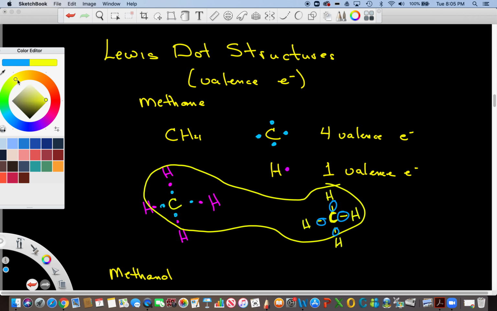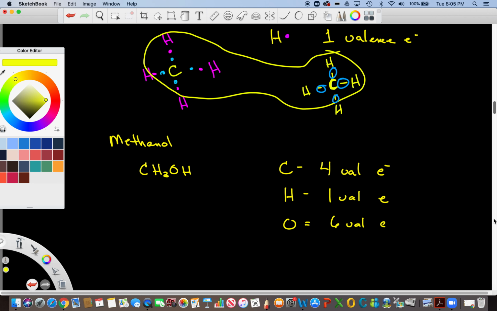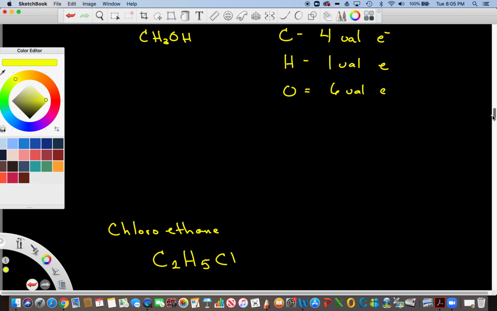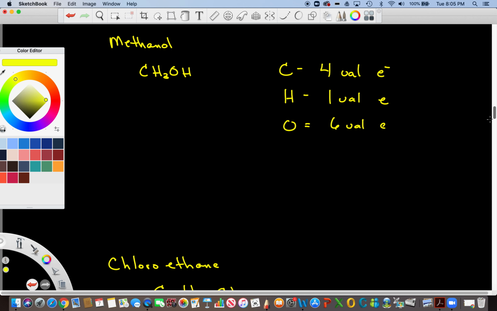It's going to be important because some of you will try to draw 10, some of you will try to draw 6, or any number in between there. Been there, done that. So let's look at methanol. It is an alcohol. So our carbon's going to have 4 valence electrons around it. Our hydrogen's going to have 1. Now oxygen has 6. 1, 2, 3, 4. I put 4 around it.